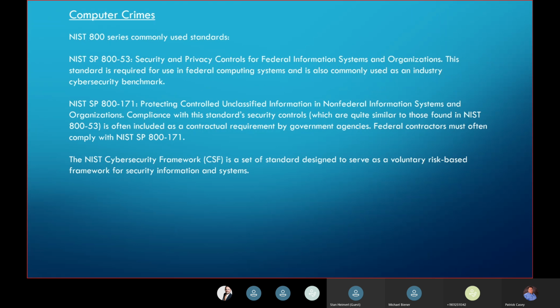Right now, the NIST 800 series. So just so you know, anything that NIST does is free to us as American citizens. And it can also be shared with everybody else in the world as best practices, just like any other standard can be. So you can find any of this by going to NIST.gov. The ones in particular that pertain to us are SP 800-53, Security and Privacy Controls for Federal Information Systems and Organizations. This standard is required for use in federal computing systems and is also commonly used as an industry cybersecurity benchmark.